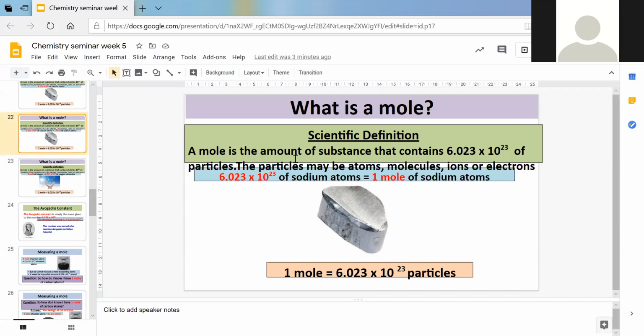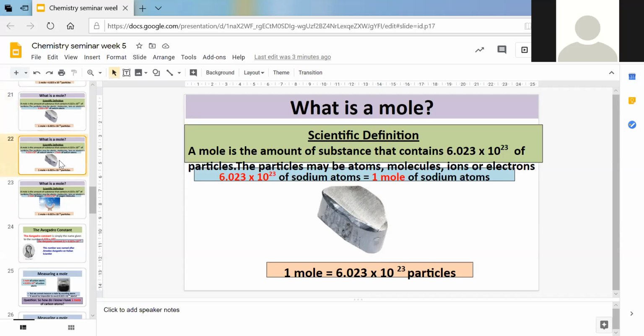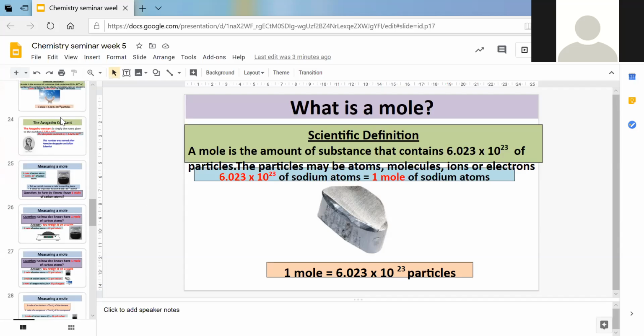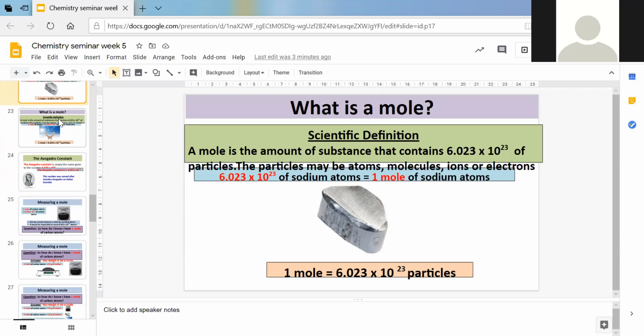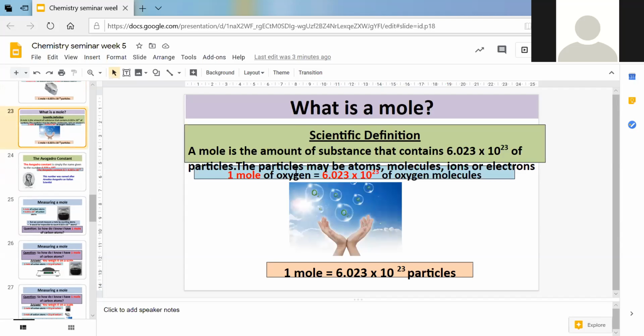So we can calculate the amount of something based on the moles. And if you look at the periodic table, you'll see an atomic mass unit, and that is, on average, how many grams of that substance make up 1 mole of that substance. AMU on the periodic table tells you that. So 1 mole of oxygen is just 6.023 times 10 to the power of 23 oxygen molecules.